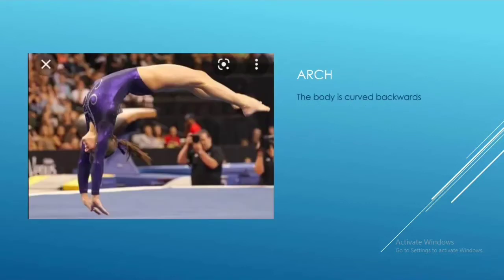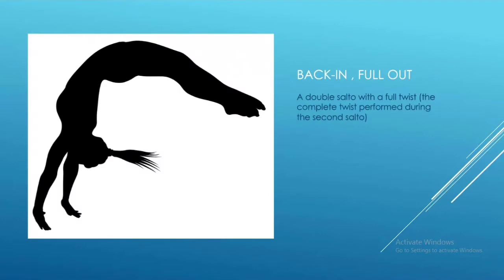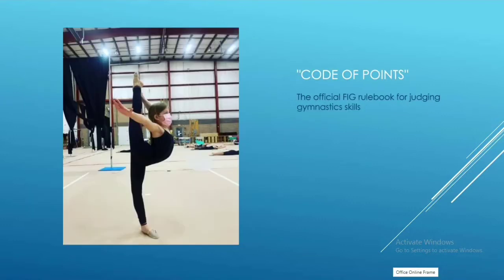Arc is the body's curved backward position. Back in, full out is a double salto with a full twist, the complete twist performed during the second salto. Code of Points is the official FIG rule book for judging gymnastic skills.